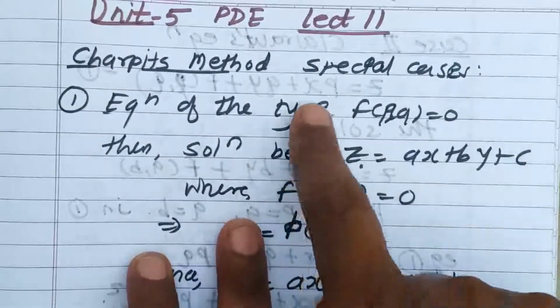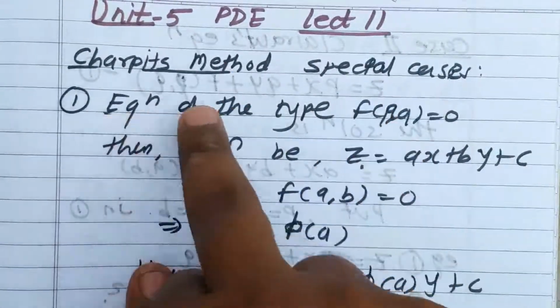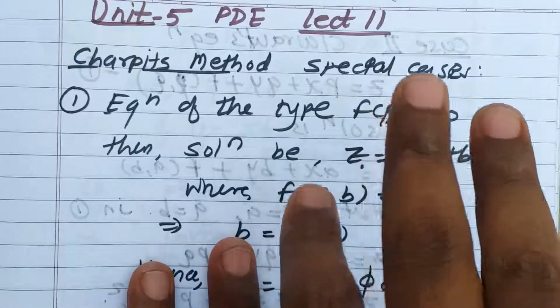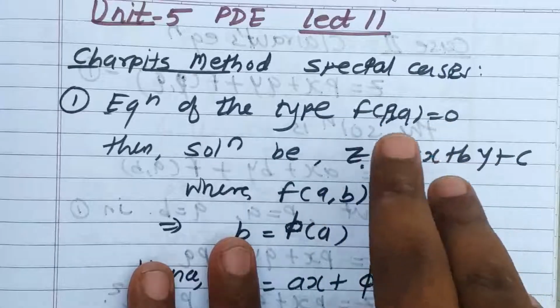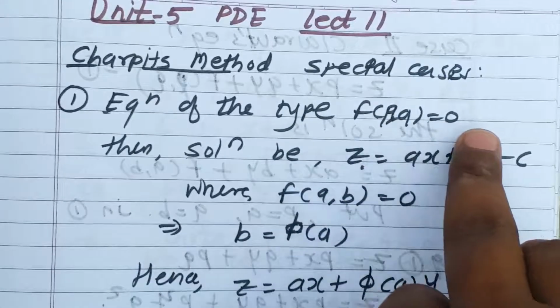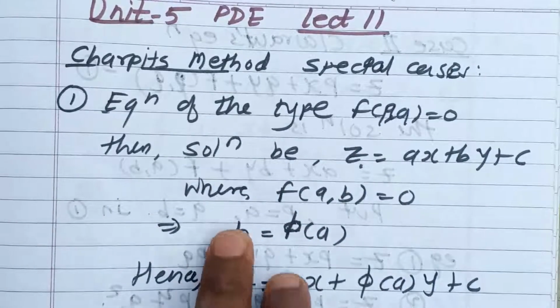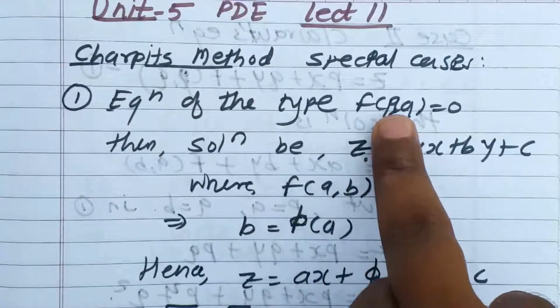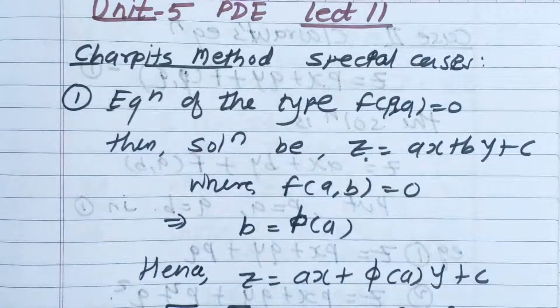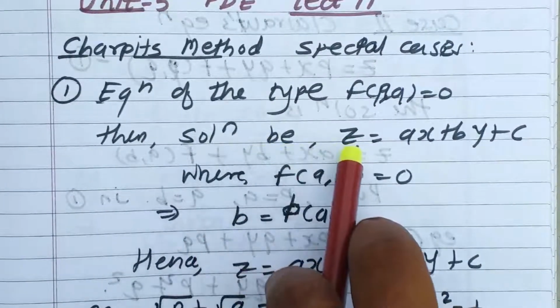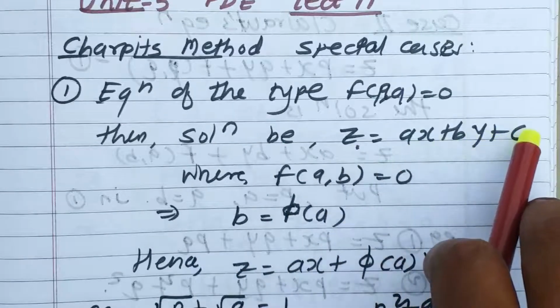Case number 1: when the equation is of the type f of p comma q equal to 0, meaning your given differential equation does not contain x, y, z, only p and q terms. In such a case you can solve it using this technique. Whenever f of p comma q equal to 0, the solution can be written directly as z equal to ax plus by plus c.